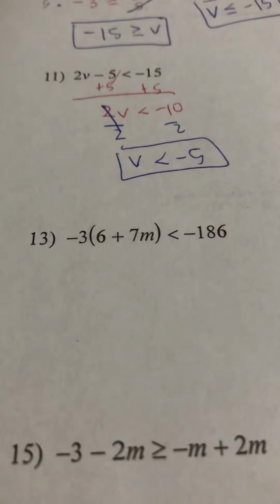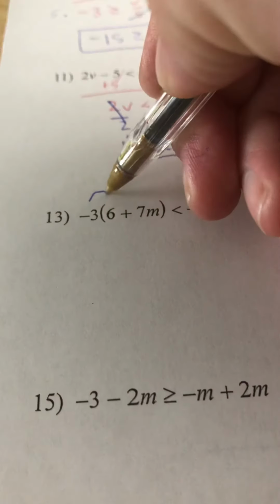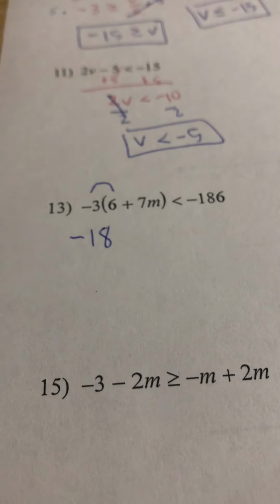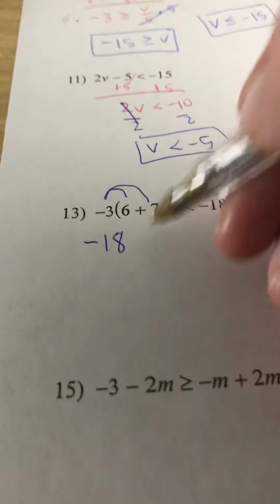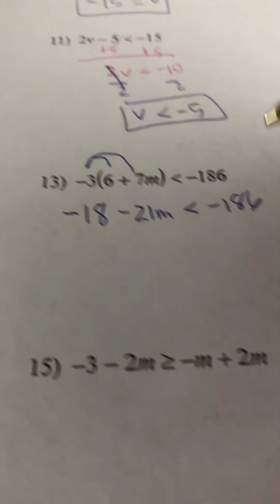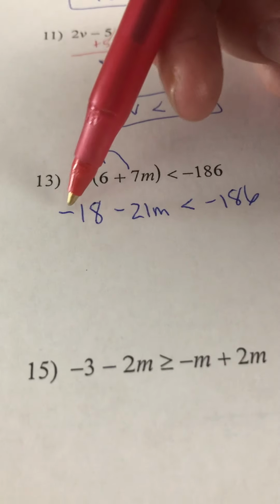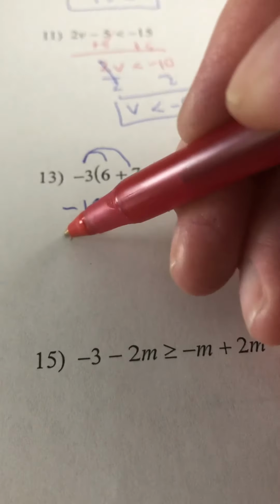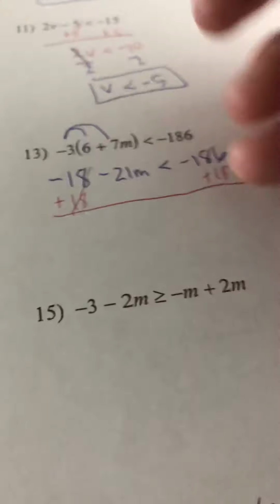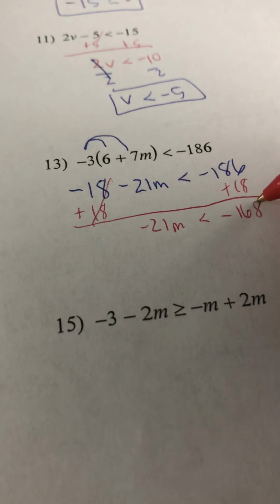We talked about this one in class, and I'm going to say that most students would prefer to distribute right here. So we're going to have a negative 18 and a negative 21m is less than a negative 186. So this is multiplied. So I have a negative 18 I'm trying to get rid of, so I will add 18. So I have a negative 21m is less than negative 168.